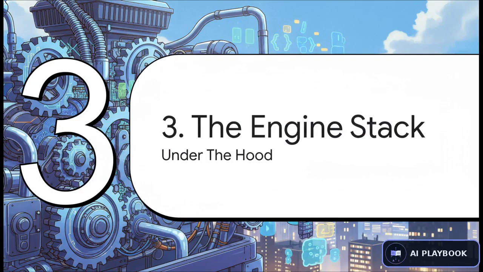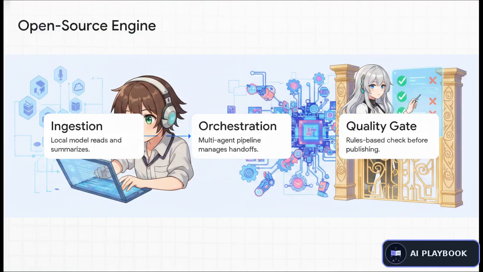Section 3, the engine stack, under the hood. All right, here is the concrete 2026 open source blueprint. Step 1 is ingestion. You're going to want to use a lightweight local model, something like Llama 3.1, or maybe a Mistral model, right in that 7 to 8 billion parameter range. Because it's running locally, you totally avoid racking up massive API fees while it handles the heavy lifting of reading and summarizing. Then step 2 is orchestration. You use tools like N8N or an agentic framework like Crew AI to seamlessly manage the handoff, from ingestion to refinement to formatting. And then we hit step 3, the quality gate.